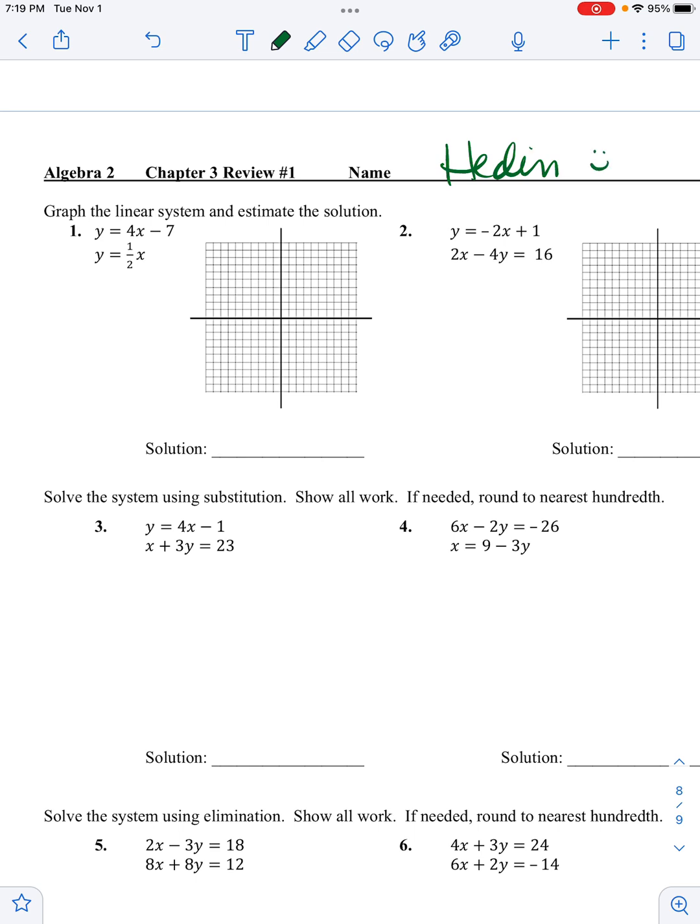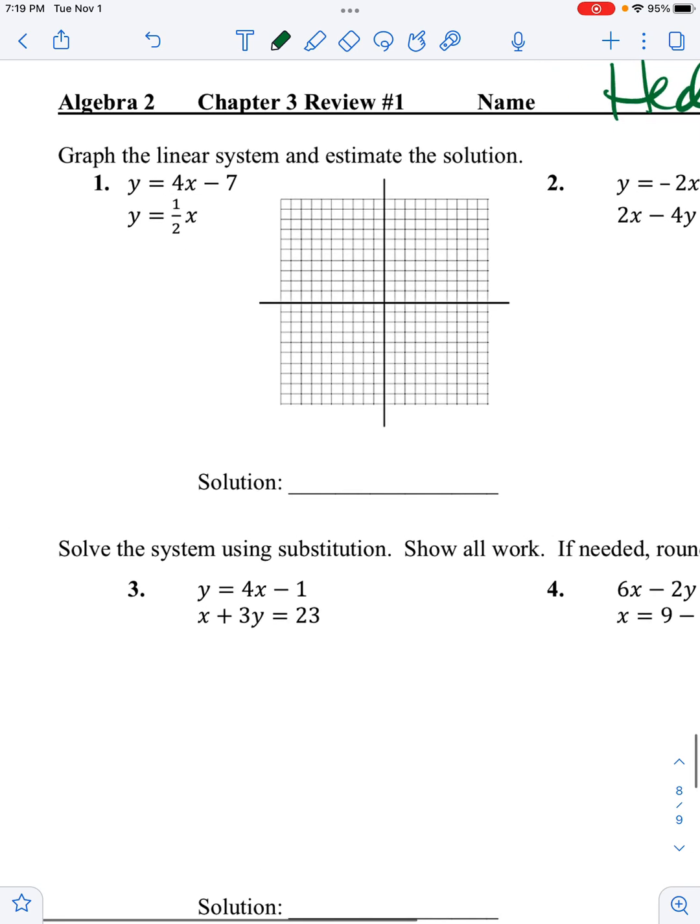Smiley face. Okay, so I'm going to go through this with you and hopefully help you review a little bit, because I'm not there, which is a little tricky. But this way you can take a look at it whenever is best for you. So I'm going to graph both these lines. When you graph to estimate the solution, you're going to see where they cross.